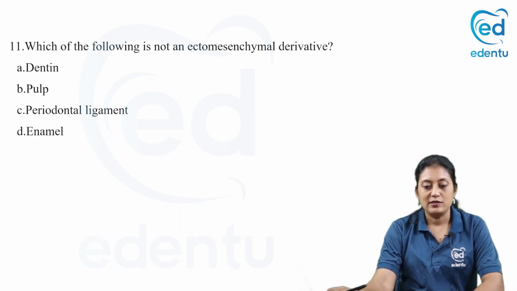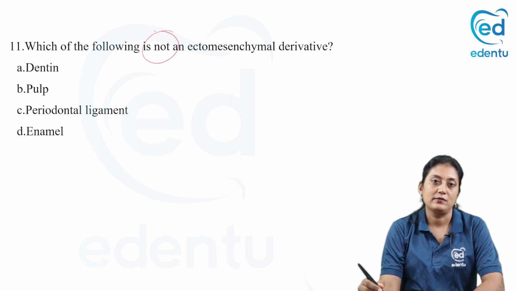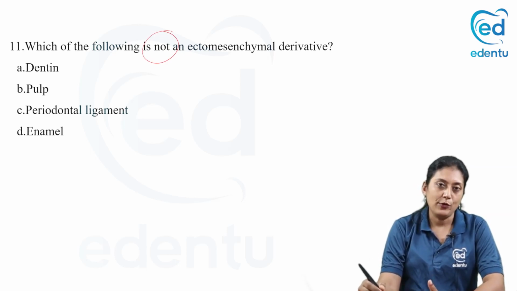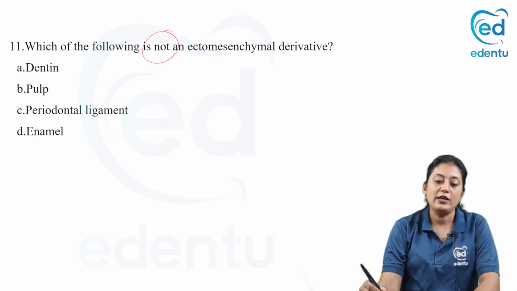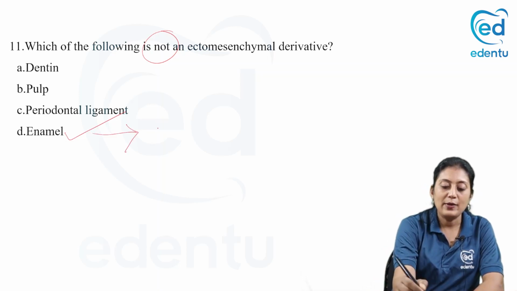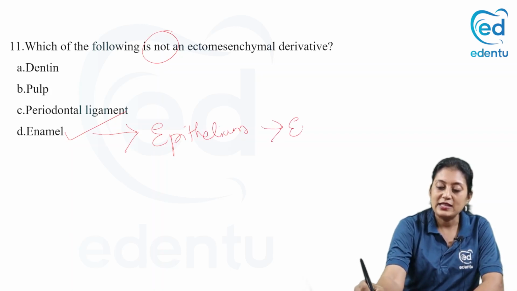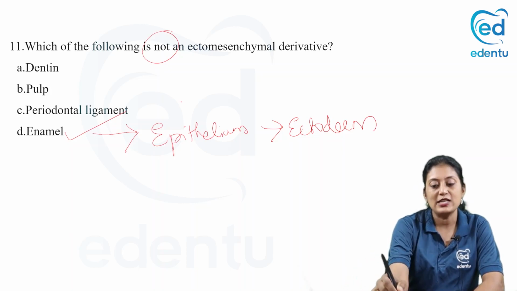The 11th question: which of the following is not an ectomesenchyme derivative? In the tooth and the supporting structures of the tooth, the only structure that is not derived from ectomesenchyme is the enamel. Why? Because enamel is directly derived from epithelium. This epithelium is arising from ectoderm only. The germ layer is the ectoderm, but the structure is epithelium.